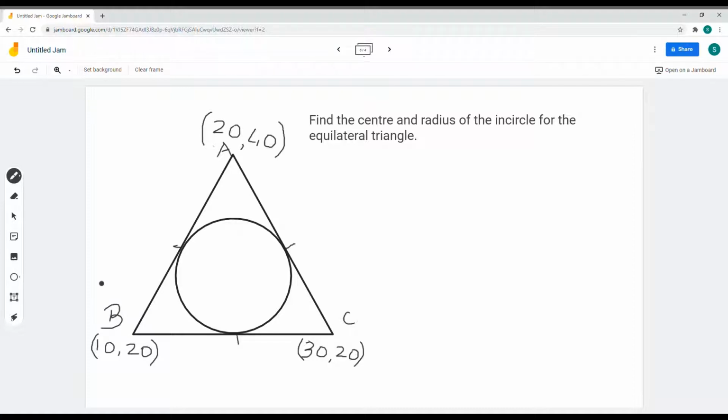So what is my step one? My step one is going to be to find out the midpoints. So my step one is finding the midpoints.